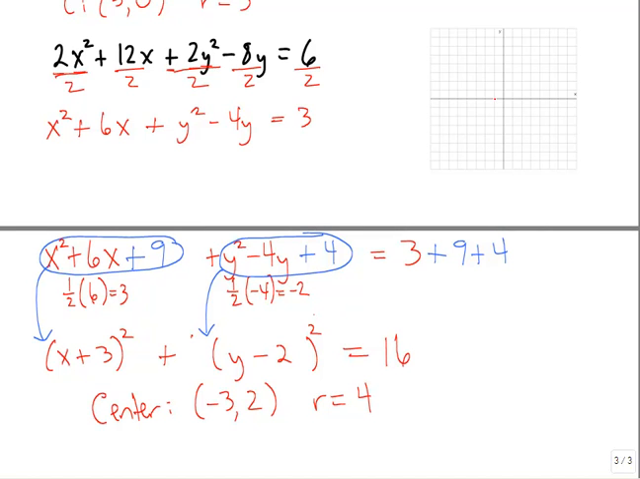So I'm going to put a dot at -3, 2, and then I'm going to go right 4, up 4, left 4, down 4, and draw my circle.